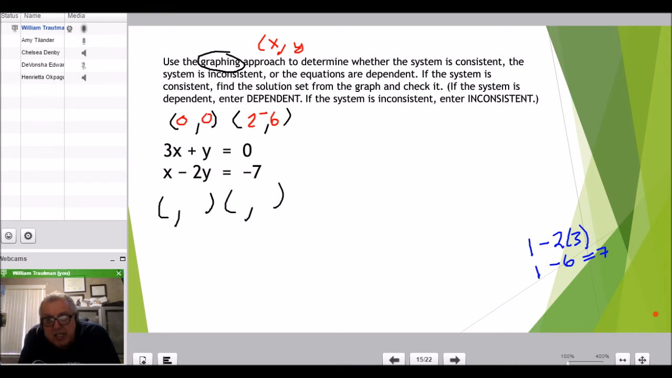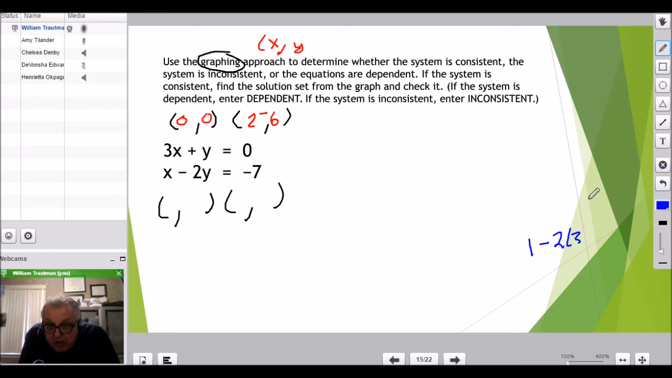Yeah, but by the way, your correction is wrong also. Wait, I want to show you. You're on the right track. If I put a -3 in here and a -1, -2 times -3 is a +6.